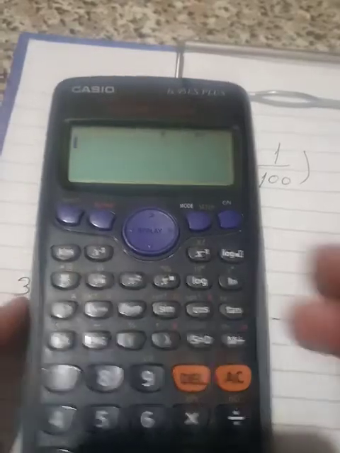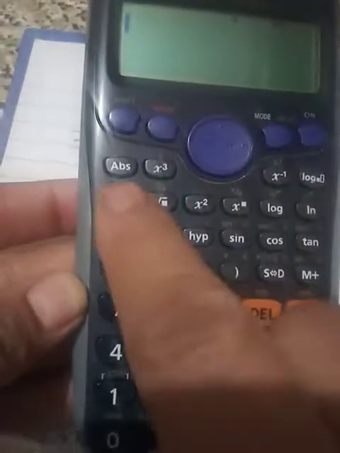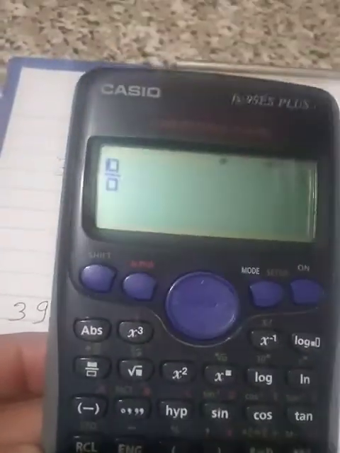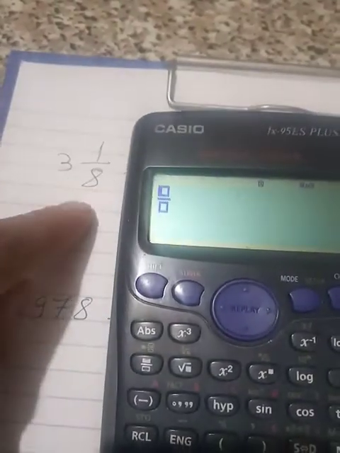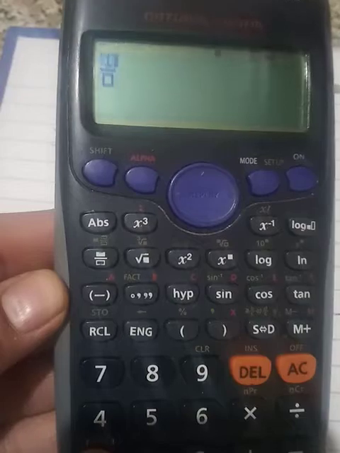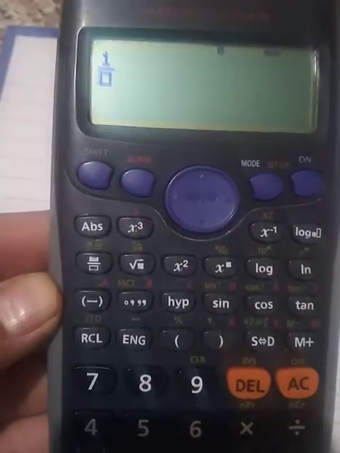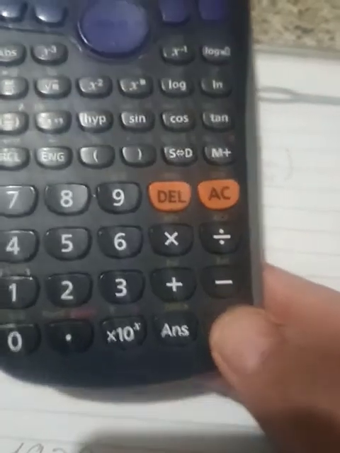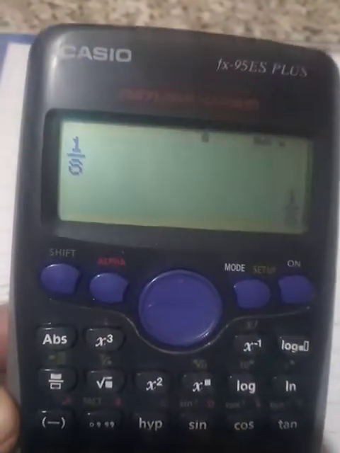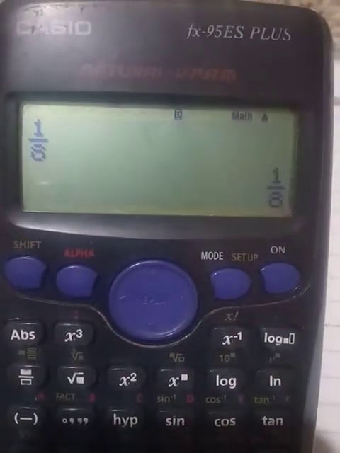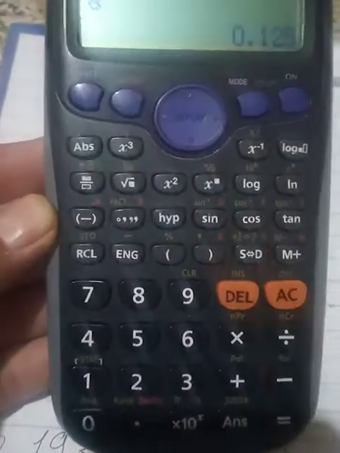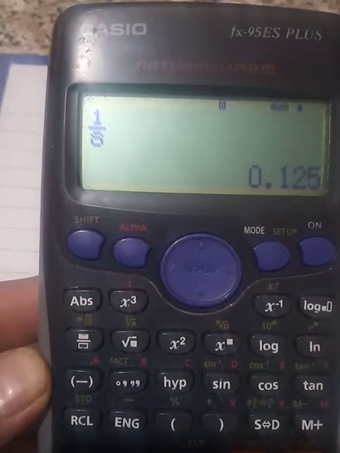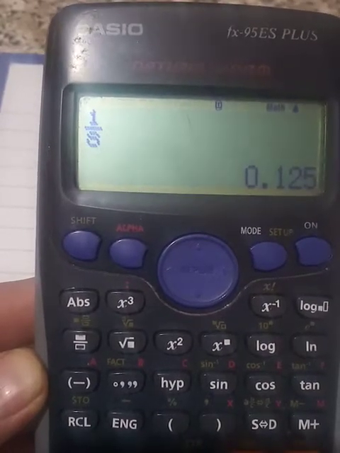Primary, I will use this fraction key. Okay, now I have this fraction with the number up and the number down. Put 1 up and 8 down. Now press equal. After equal, primary, it is the same fraction. To convert it to decimal, click here SD. Click SD. Now 1 over 8 becomes 0.125.